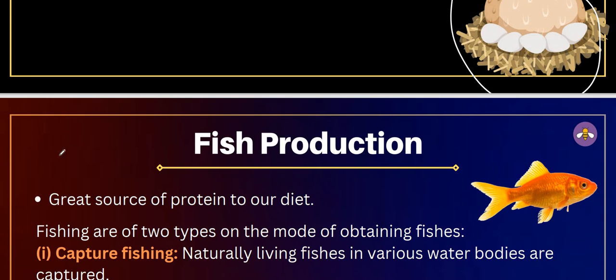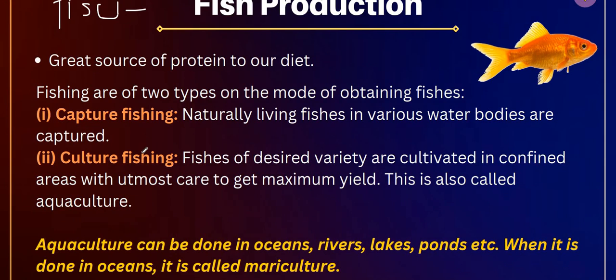Fish production is also known as pisciculture. A great source of protein is having fish in your diet. Fishing is of two types, by the mode of obtaining fishes. Capture fishing means naturally living fishes in various water bodies are captured. For example, river fish and ocean fish are both captured, mixed and sold in the market. Cultural fishing means fishes of desired variety are cultivated in confined areas. Crossbreeding is done with the utmost care to get maximum yield. This is called aquaculture.